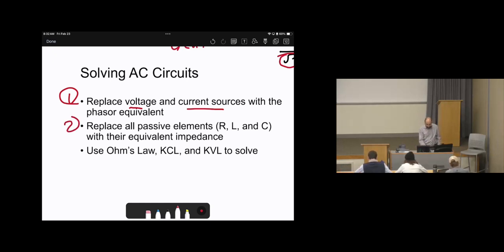The second step, convert the passive elements, resistors, inductors, capacitors, to their equivalent impedance. So you need to find the equivalent impedance, everything to the impedance. So everything will be in ohms. Then we can use KVL, KCL, Ohm's law, the same thing as we used to do before. And Ohm's law can be applied for inductor, can be applied for capacitor, that's fine. How? If and only if they are all as impedance, which is in ohms. Okay?